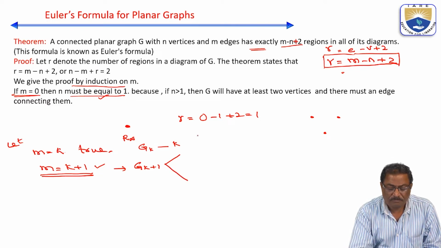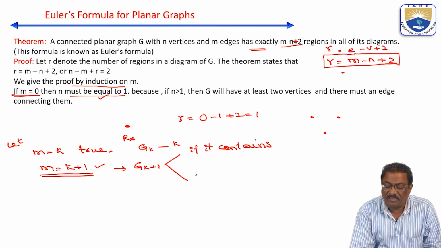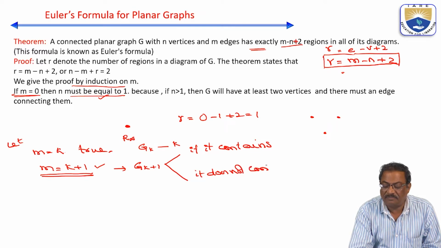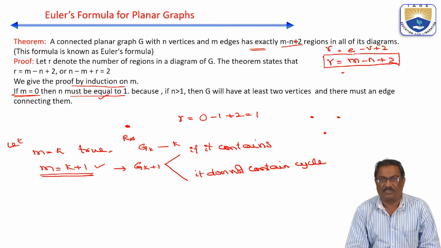One is that the graph contains cycles, and the other is that it does not contain cycles. These are the two possible cases for any graph you consider.